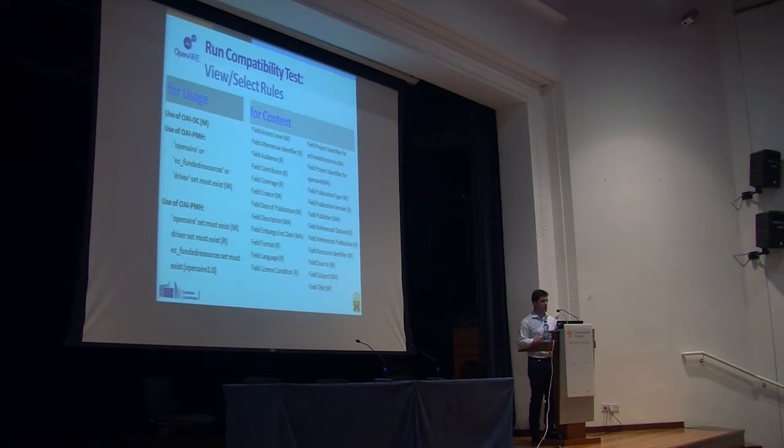You can run compatibility tests for usage, to check if you already have the right sets to expose information: OpenAIRE sets, EC funded resources, driver, if you want to use OpenAIRE for data also. And for content, as I told you, there are a lot more elements than those I showed you before. They are based on the DRIVER guidelines. Some of them are mandatory, like title, author, but you can test. It's important to know that some of these fields are recommended.